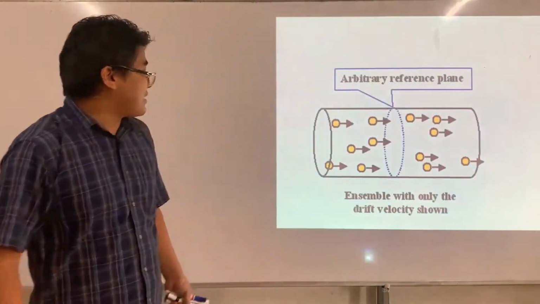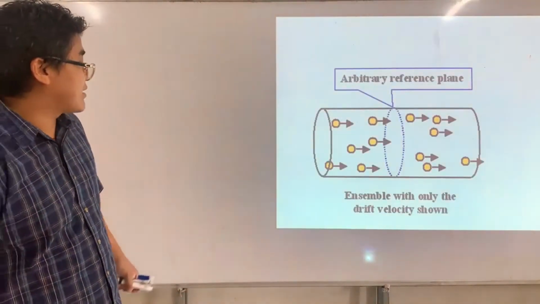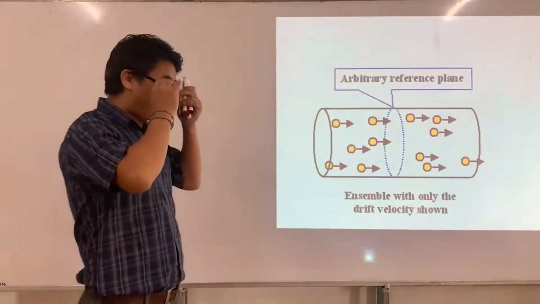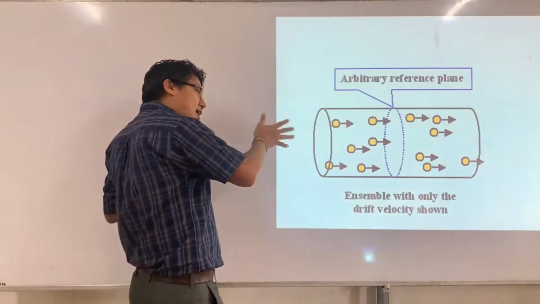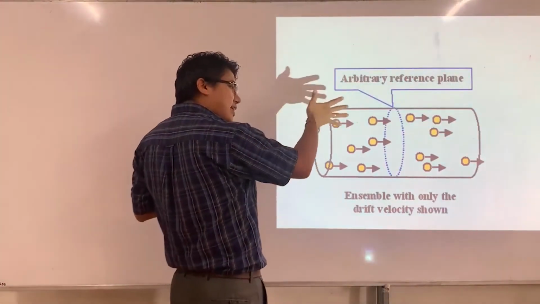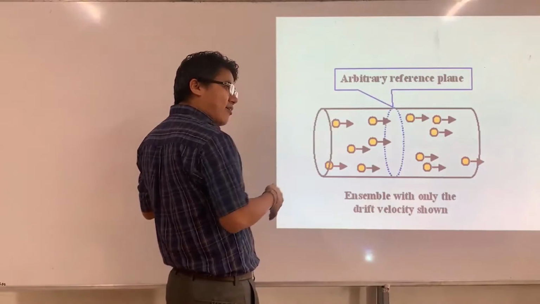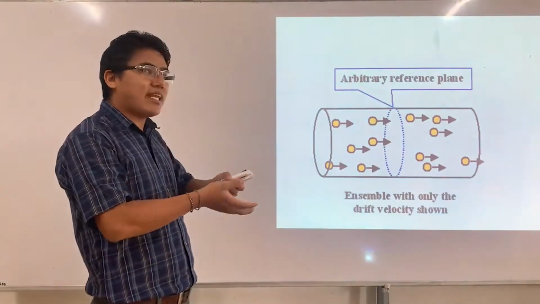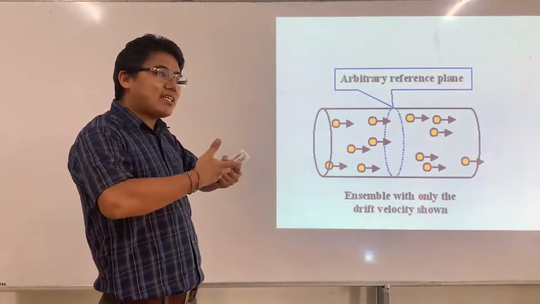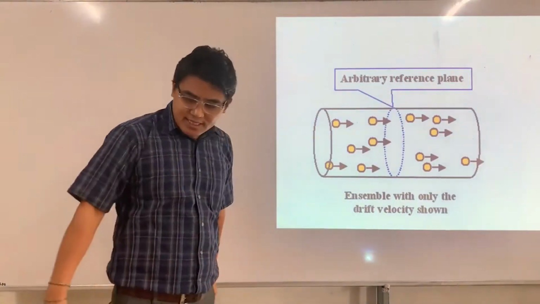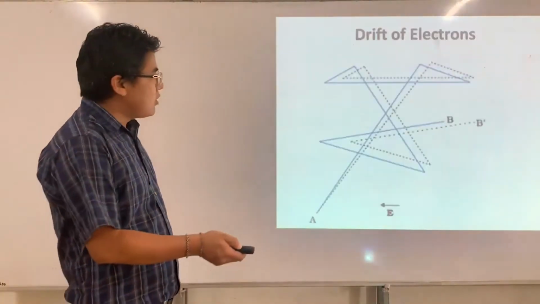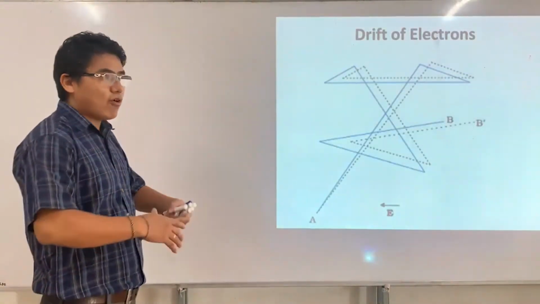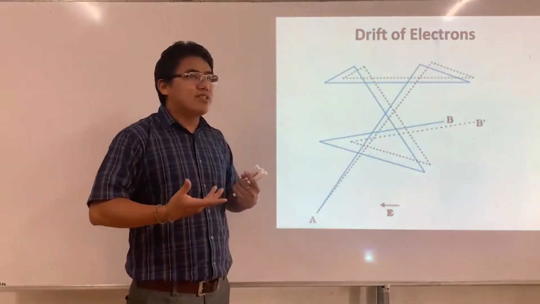Now, again this is what I have, right? This is another example. I take any arbitrary reference plane and I see electrons, charge, crossing this area. In a given time, if more charge is crossing this area, the flow is greater. If less charge is crossing this area, the flow is less. So what I'm trying to do is build up the concept called drift velocity, right?